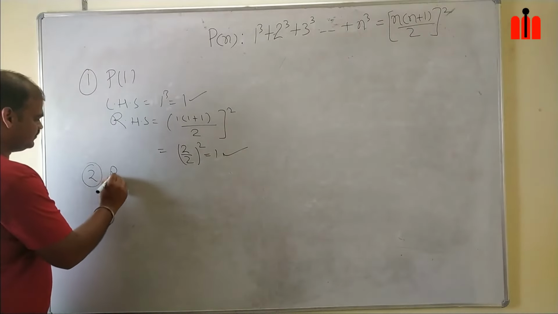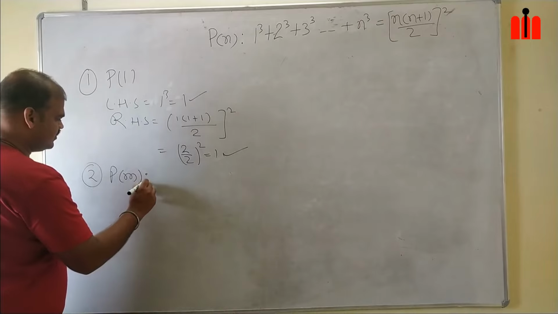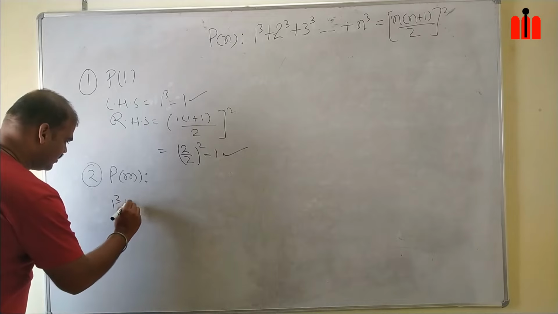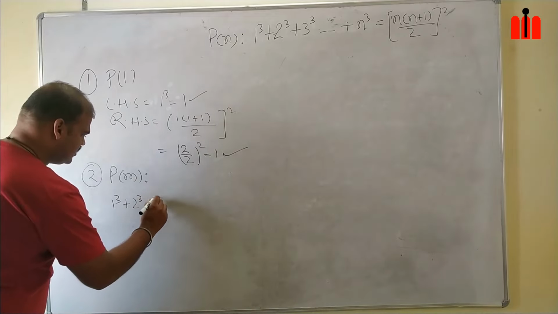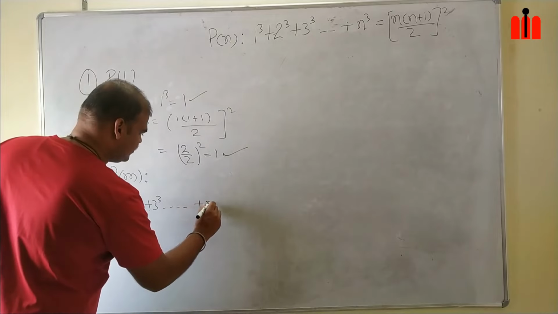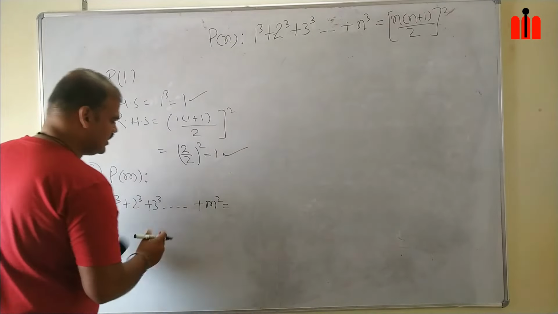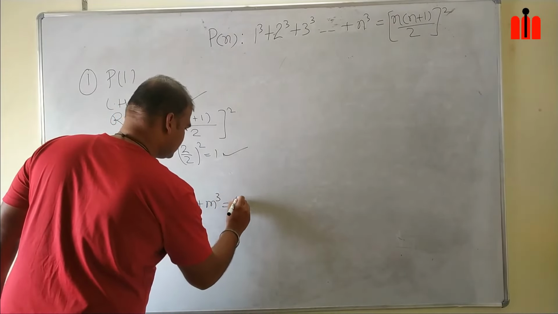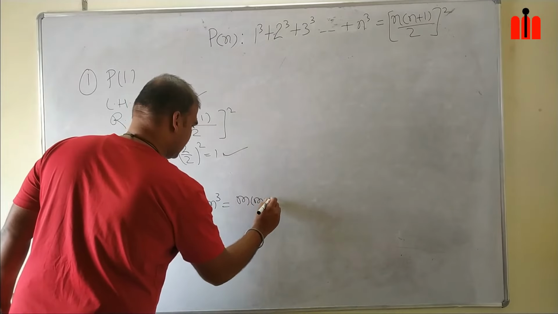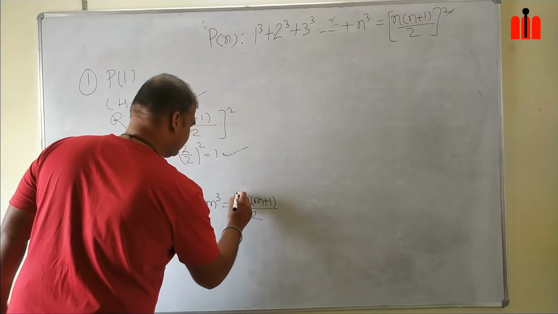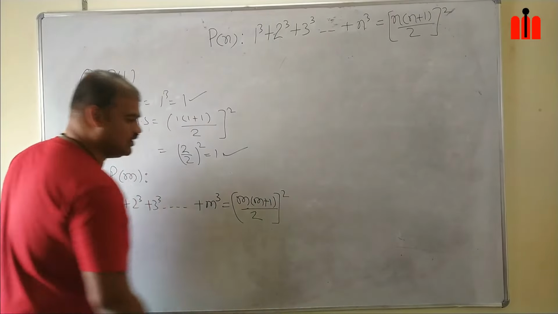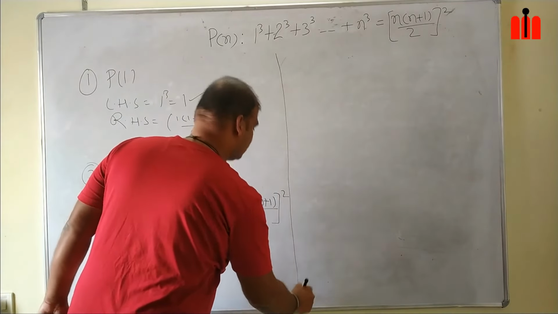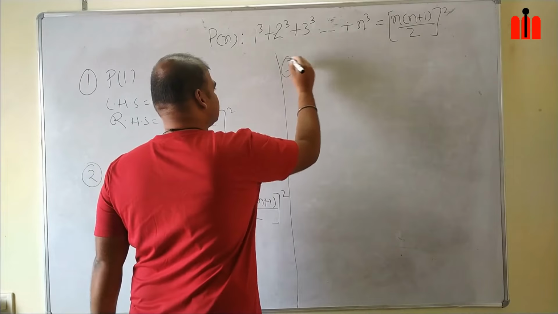Let's come to Pm. For my Pm, I will come up with a concrete statement, that is 1 cube plus 2 cube plus 3 cube up to m cube. This is my assumption step. So I will assume that the sum of the cubes of the first m natural numbers is m into m plus 1 by 2 whole square.